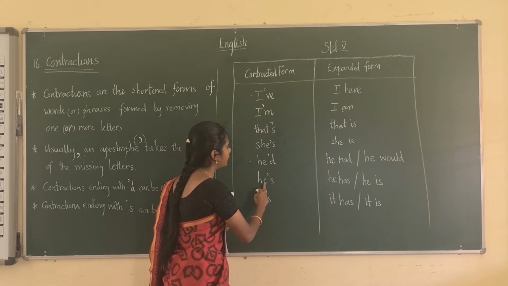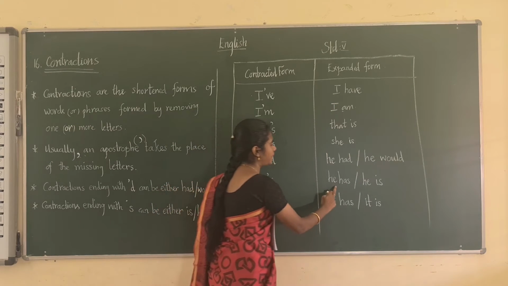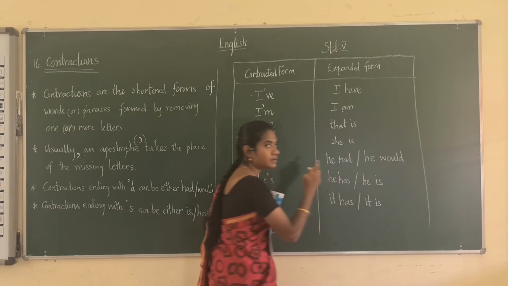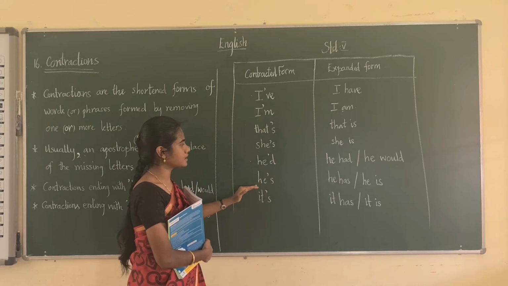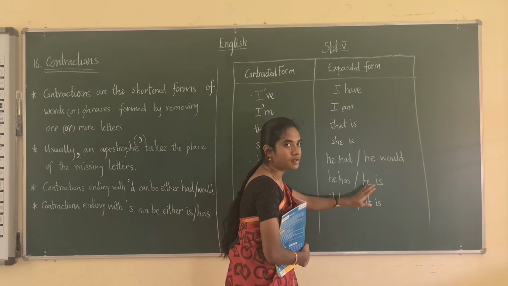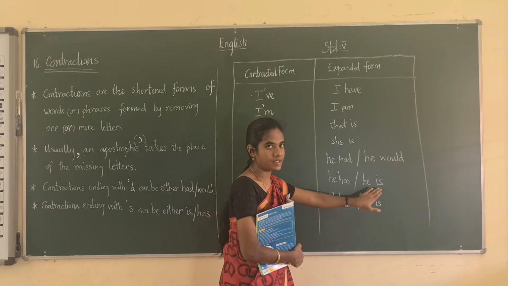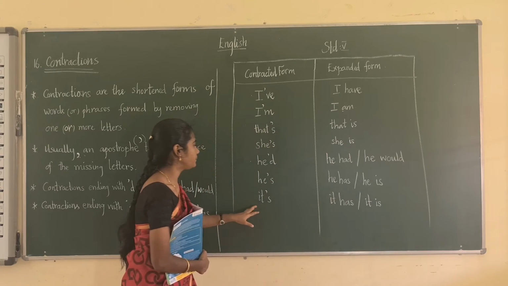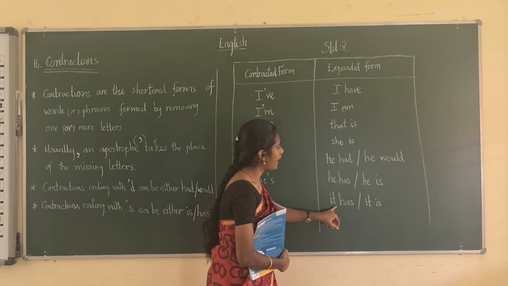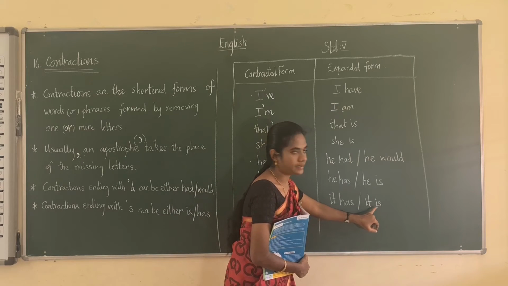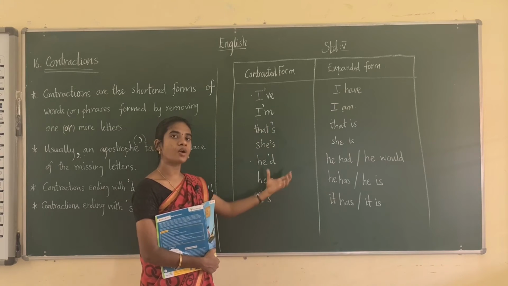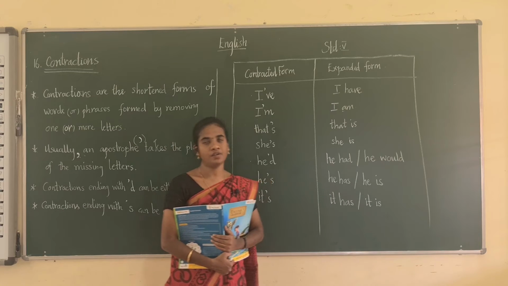See the next example, he's. The expanded form is he has, or we can say he is. So this contraction also has two expanded forms. See the next example, it's. The expanded form is it has or it is. So you have to know the contraction forms and also the expanded forms.